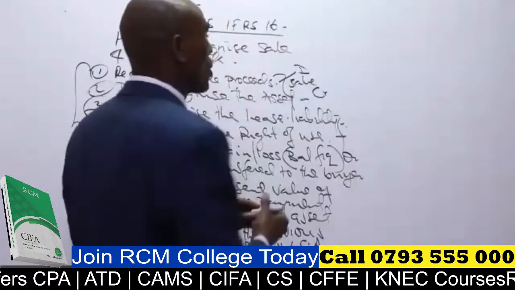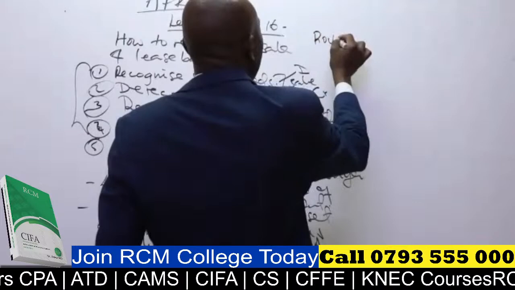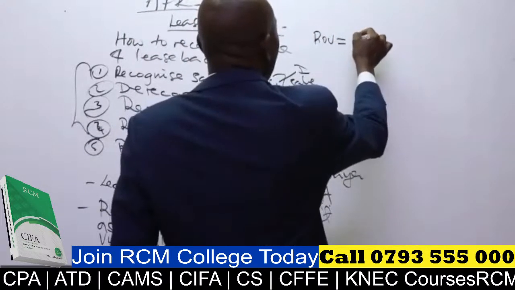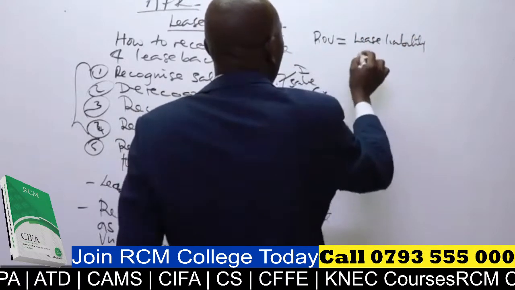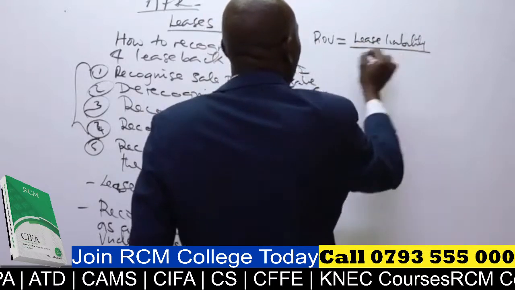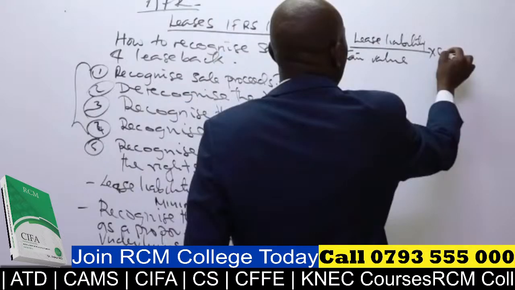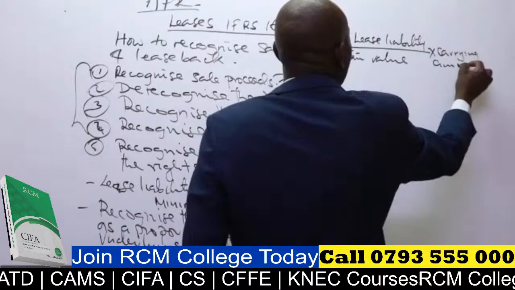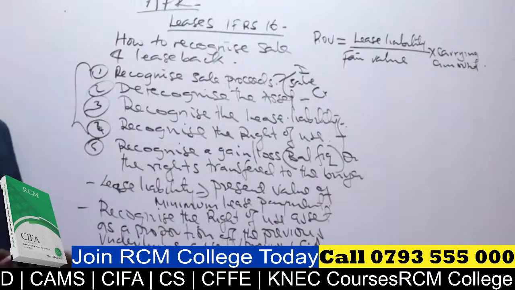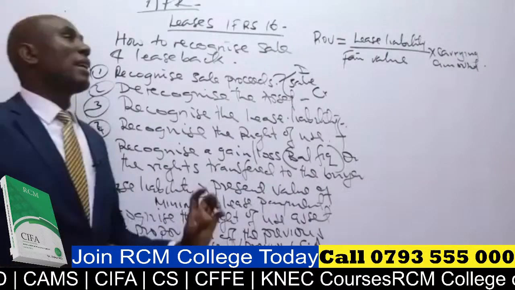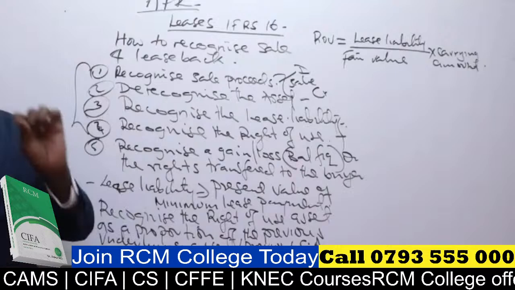Therefore, let's see how we are going to recognize the right of use. ROU is the right of use equals to, how do I get it? We shall be taking the lease liability, that is the formula, divided by the fair value of the asset times the carrying amount. Therefore, we are going to get the right of use as a proportion of the previous carrying amount.